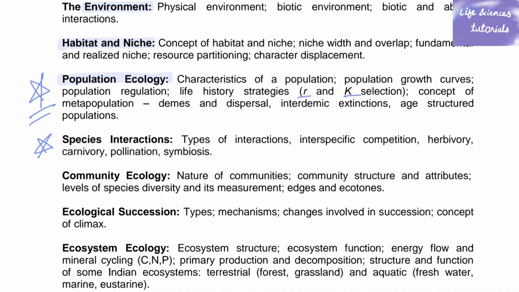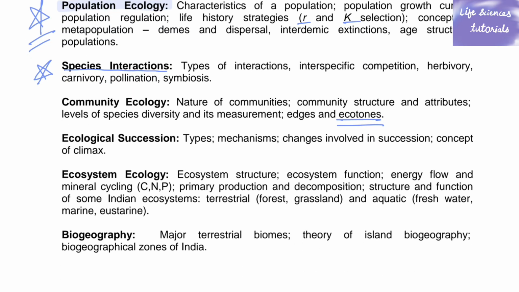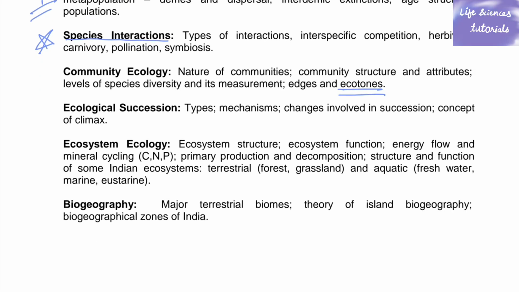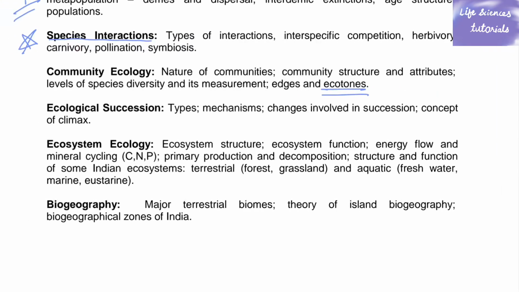Next, species interaction, very important. Direct questions. Community ecology, even concepts like ecotones. There are direct questions on this. Ecological succession. Read the basics. This is pretty easy, like the 12th standard ecology part, that is sufficient. Next, ecosystem ecology, a little bit of energy flow, mineral cycling, cover some of the important biogeochemical cycles, that is sufficient. Different aspects of the ecosystem, okay, ecosystem structure and function in short, and biogeography. So this you will get again in some specific book for competitive exams, so focus on that and do this.